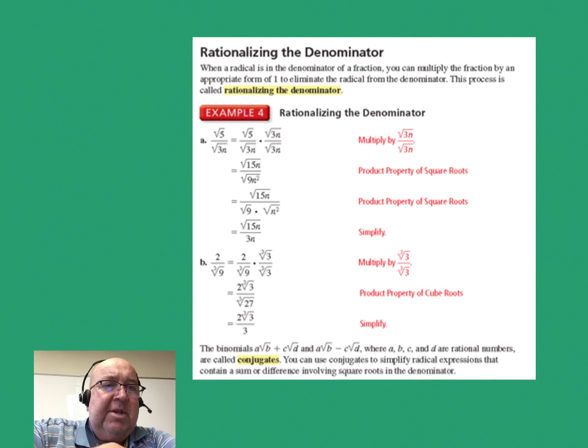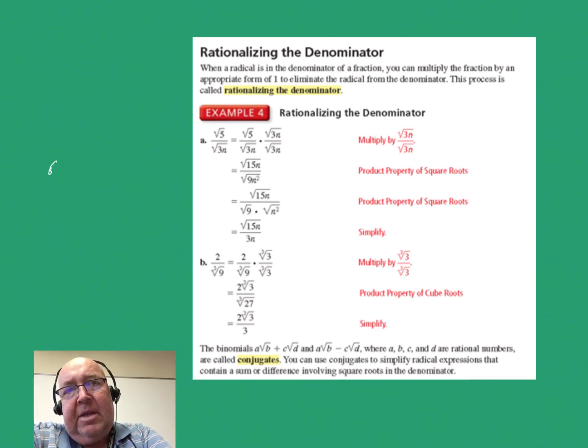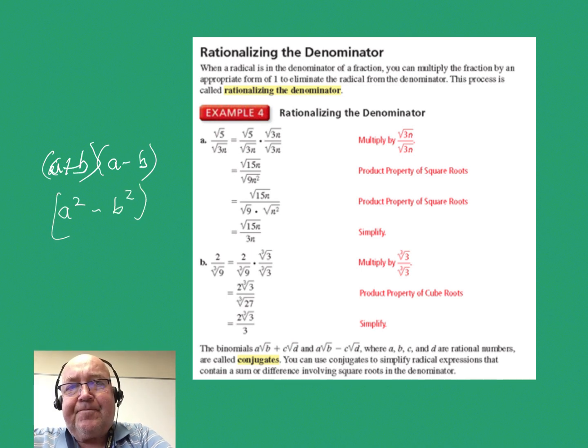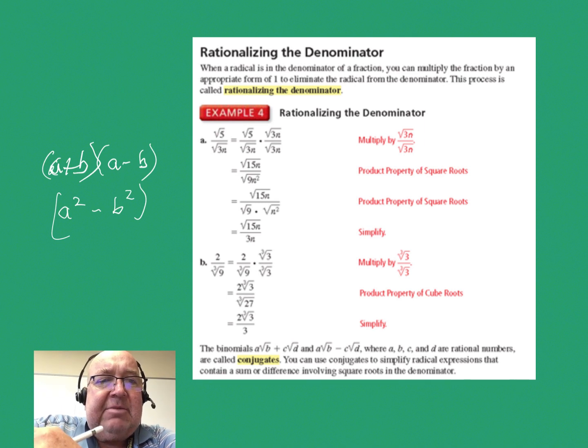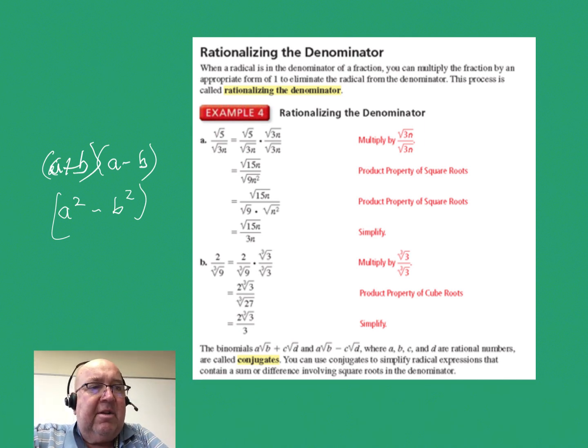We're also going to be looking at something called a conjugate. If you remember the pattern, a plus b times a minus b, and we end up with a squared minus b squared. That is basically what a conjugate is, except it has a radical with the a and the b. So we'll be looking at rationalizing with those as well.